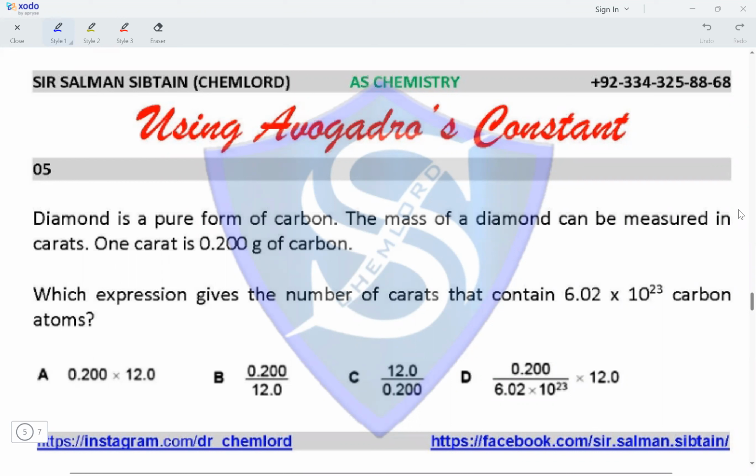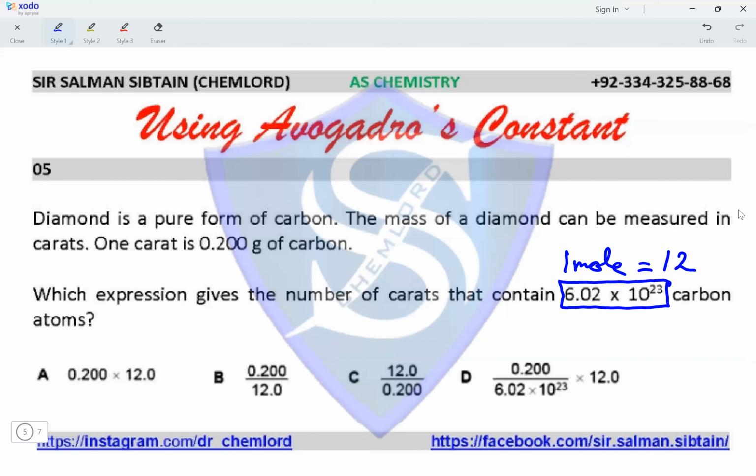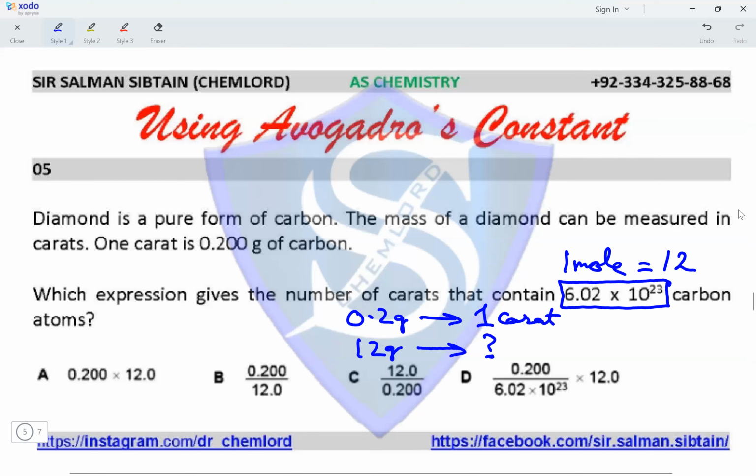So we need to remember 6.02 into 10 to the power of 23 is the Avogadro's constant, and this is the number of carbon atoms present in 1 mole of carbon. And the Ar for 1 mole of carbon is 12. So what we end up with here is that 0.2 grams of carbon is the amount of carbon present in 1 carat. So how many carats would be present in 1 mole of carbon, which is 12 grams? So this will calculate to 12 upon 0.2. So 12 upon 0.2 is the correct formula present in option C, making C the correct option for this question.